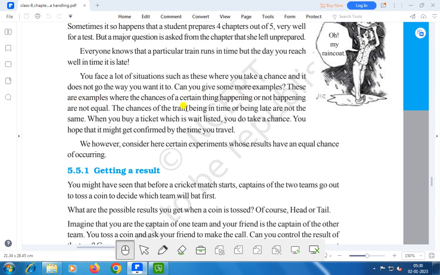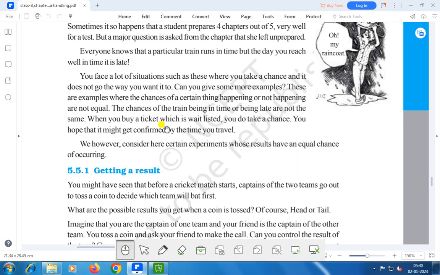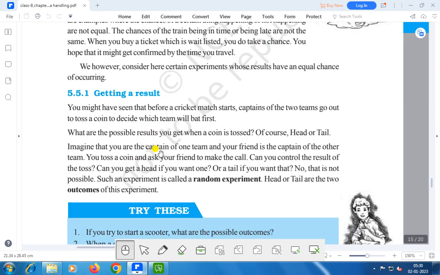These are examples where the chances of a certain thing happening or not happening are not equal. The chances of the train being in time or being late are not the same. When you buy a ticket which is wait listed, you do take a chance. You hope it might get confirmed by the time you travel. We, however, consider here certain experiments whose results have an equal chance of occurring.